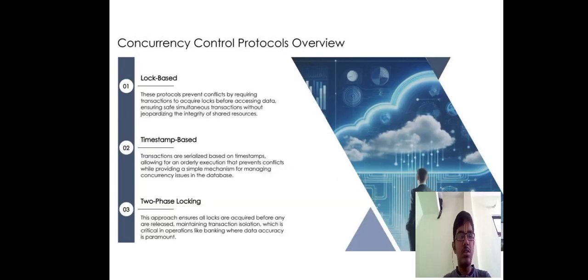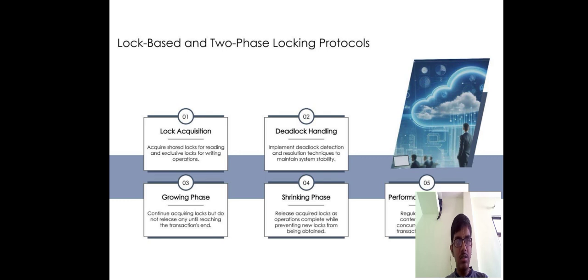Then we will see concurrency control protocols. First is lock-based, second is timestamp-based, and third is two-phase locking. Then next we will see them one by one, lock-based and two-phase locking protocols. In lock-based protocols, first is lock acquisition, then deadlock handling, then growing phase and shrinking phase and performance maintenance.